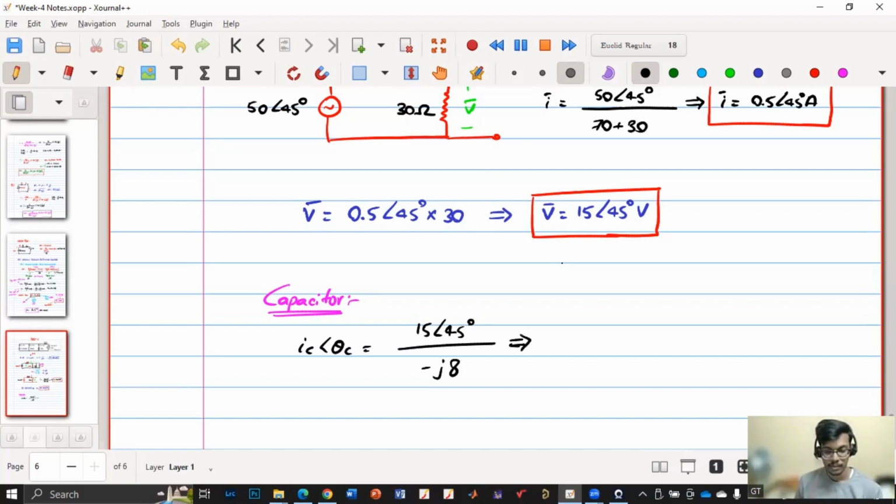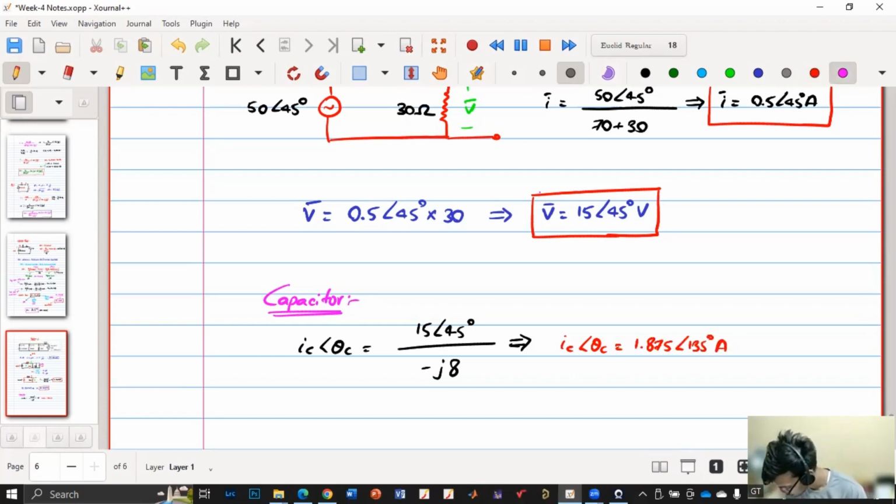I also have a calculator, so if you make a mistake, I will know. You're using calculators for solving this type of equations, right? Quickly tell me. The impedance is 0 minus J, magnitude 8. 1.875 at an angle 135. Yes, because 15 by 8 will be the magnitude. So IC angle theta C is equal to 1.875 angle 135 degrees ampere.